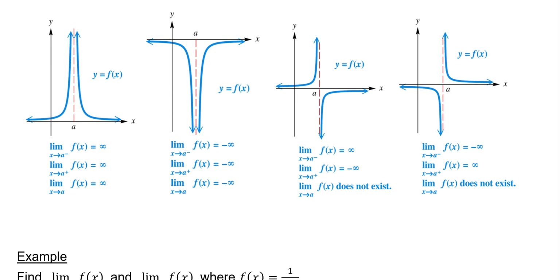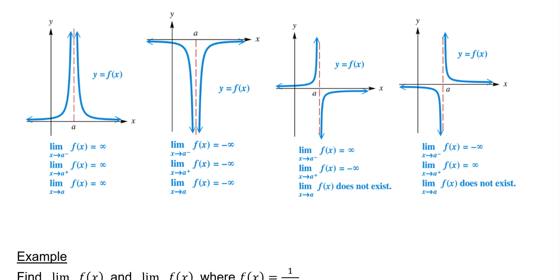Same idea for the last one. We have the limit from the left going to negative infinity, the limit from the right going to positive infinity, which means the limit in general does not exist since the one-sided limits are not the same.